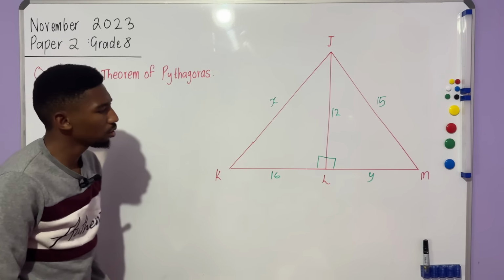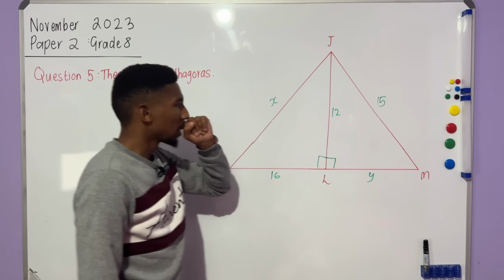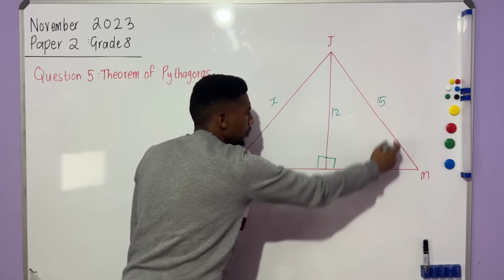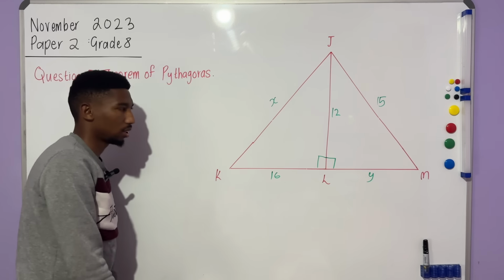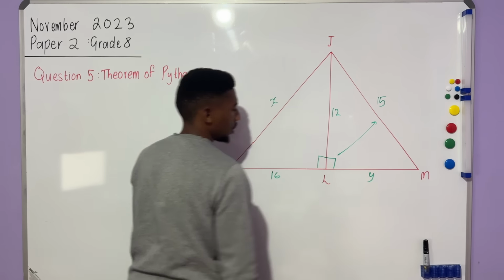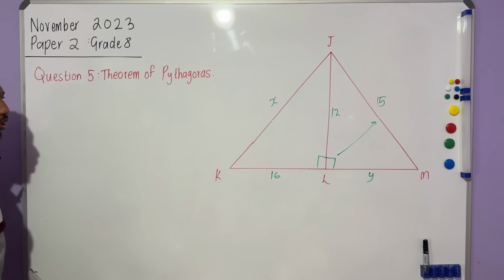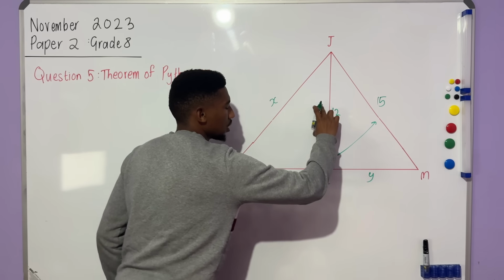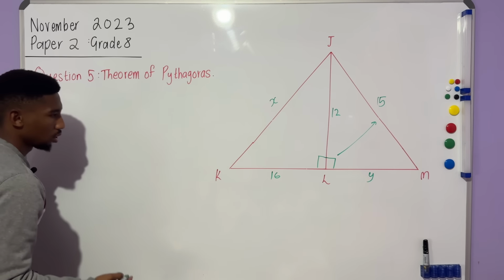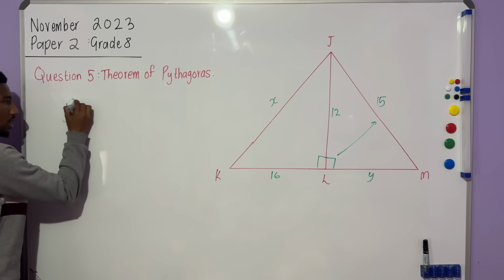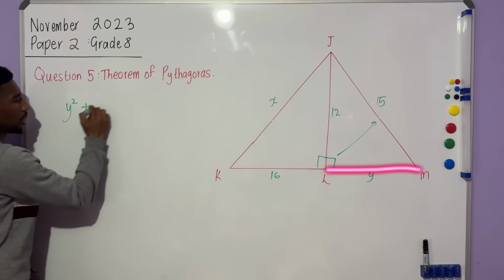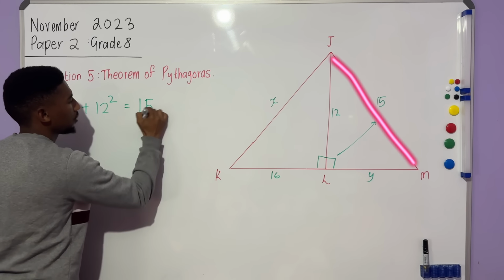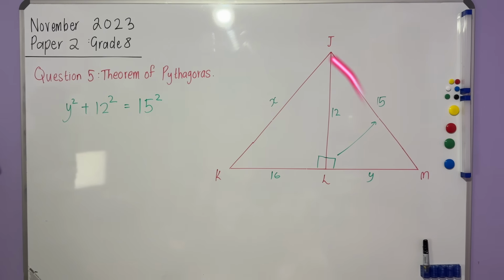Okay, then for us to find y, in this case, it's going to work slightly different because we have the hypotenuse. The hypotenuse is the slanting line and it's always opposite 90 degrees. We have the side and the side, okay, and the hypotenuse. So we're going to say the one side squared, which is y, plus the other side squared, which is 12, and it's going to equal 15 squared.